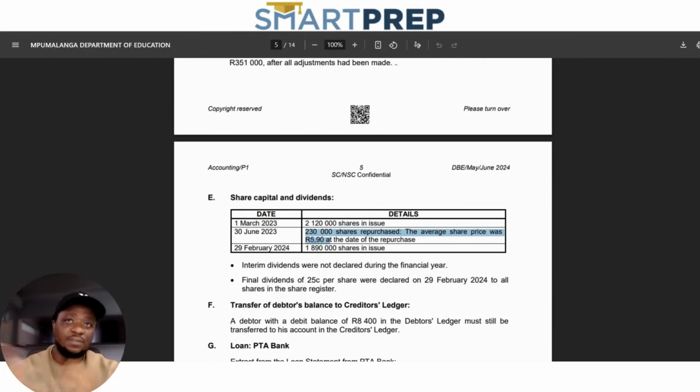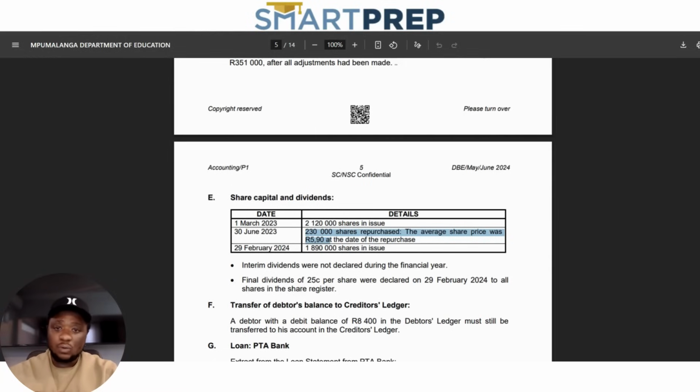Remember that if the average issue price is R5.90 and then we buy back the shares for R6.90, for example, we'll take that R1 and multiply by the number of shares, and that will be the amount that we offset against our retained earnings. In this case, we don't have that amount, so we're not able to work out retained earnings, and that's something that maybe we're going to come back to if everything else goes right.